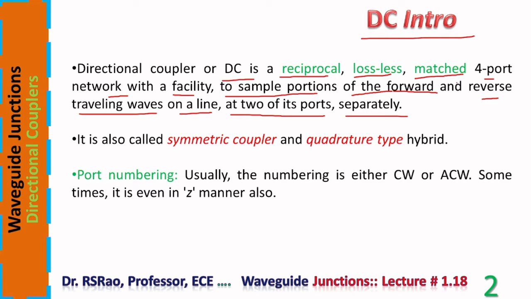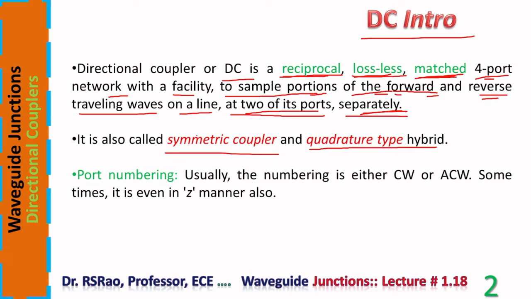What does it do? It says it is a 4-port device. All ports are matched to the device. It is a lossless network. It is reciprocal. It is associated with a facility to sample forward wave and reverse traveling waves on a line separately. These sampled waves appear at two of its ports separately. It is also called symmetric coupler and quadrature type hybrid.